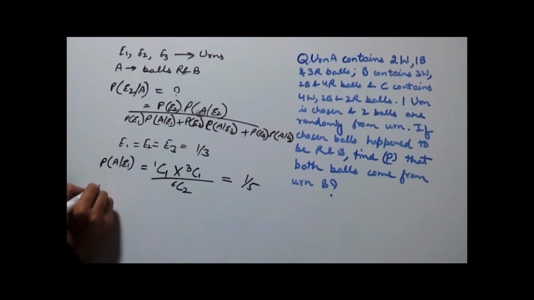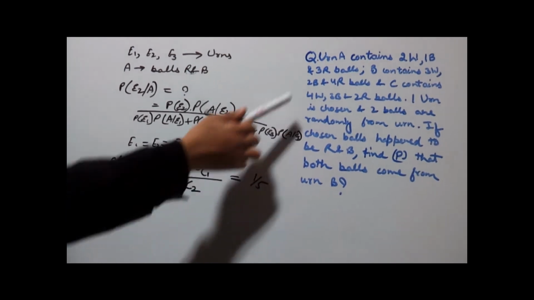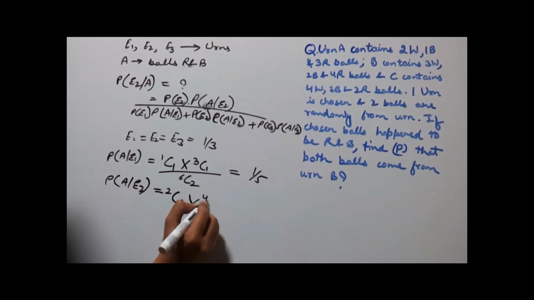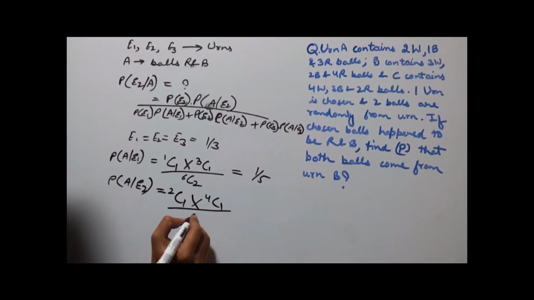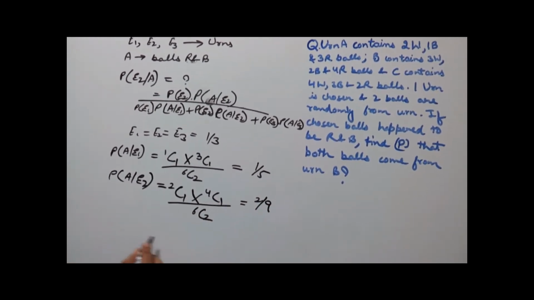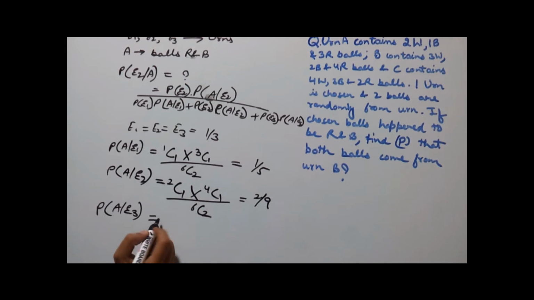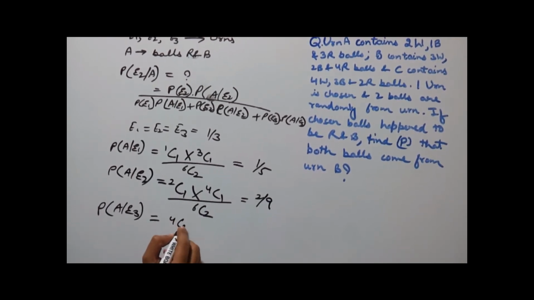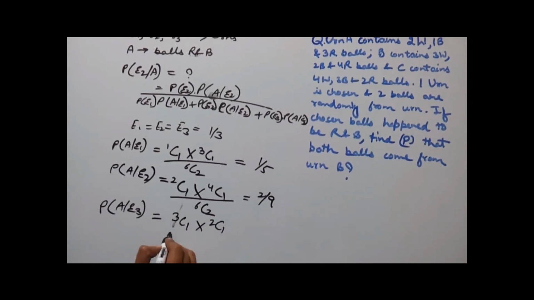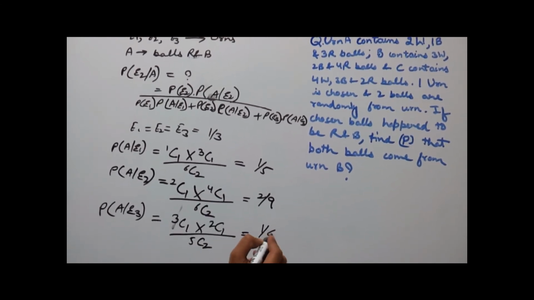Similarly, probability of A by E2 would be equal to, there are 2 black and 4 red balls, so it would be 2C1 into 4C1 divided by 6C2, which would be equal to 2 by 9. Similarly, probability of A by E3 would be equal to 3C1 into 2C1 divided by 5C2, which is equal to 1 by 6.